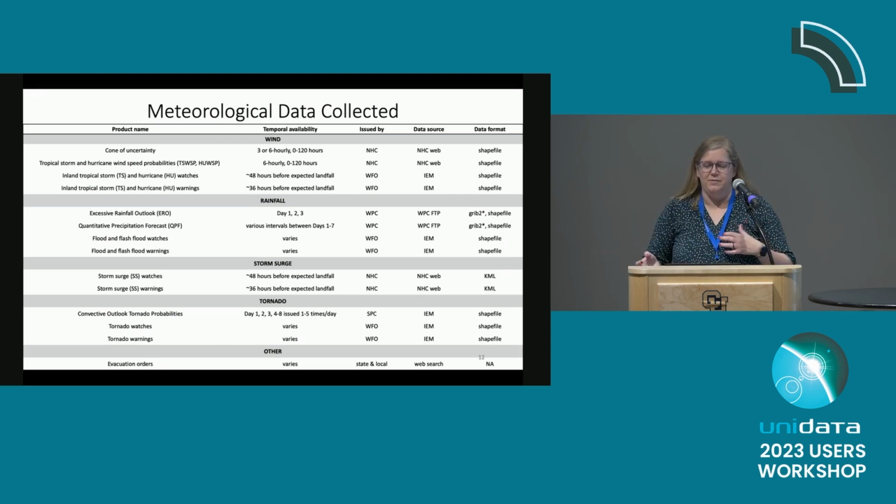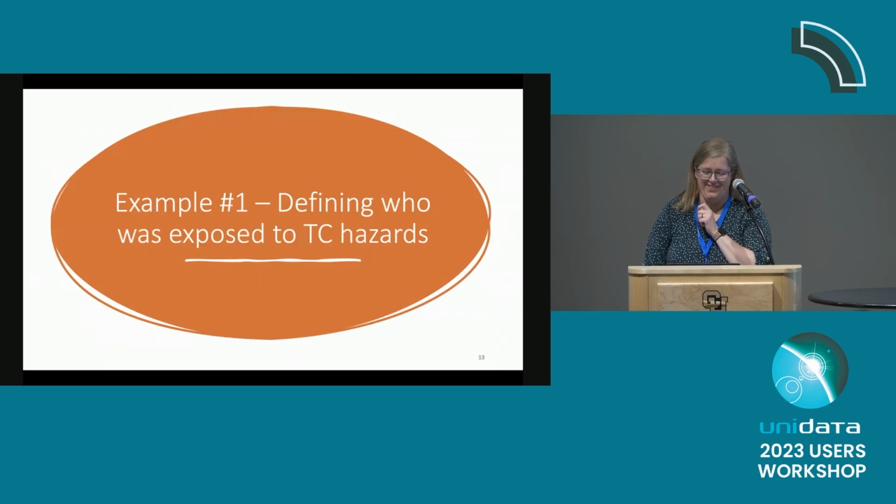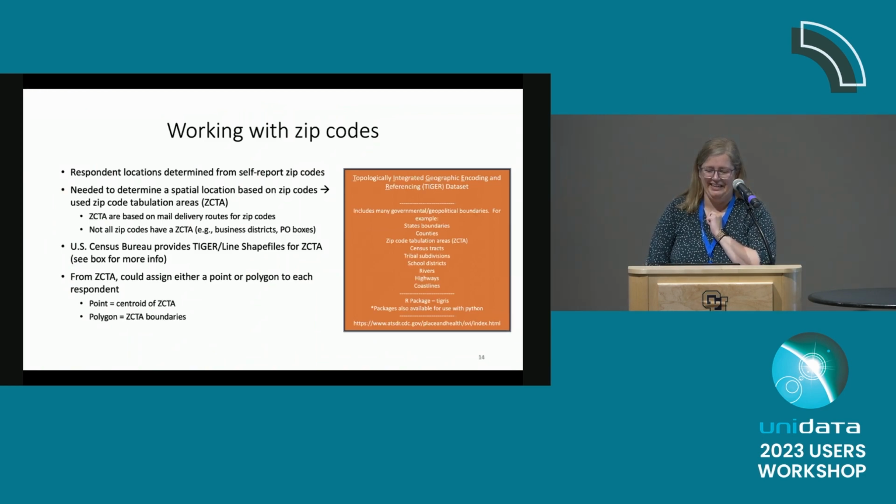We also took some of the individual hazards and looked at some of those products, like watches and warnings for flooding, some of the longer range products like the excessive rainfall outlooks, and also storm surge watches and warnings, and a couple other with tornadoes watches and warnings, and then evacuation orders, which I've chosen not to talk about today, but since we're making wish lists, if somebody wants to help me collect evacuation orders ever, we've started the process. It would be really, really helpful, I think, to the community.